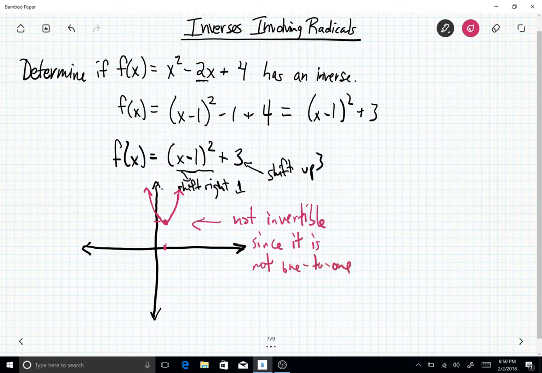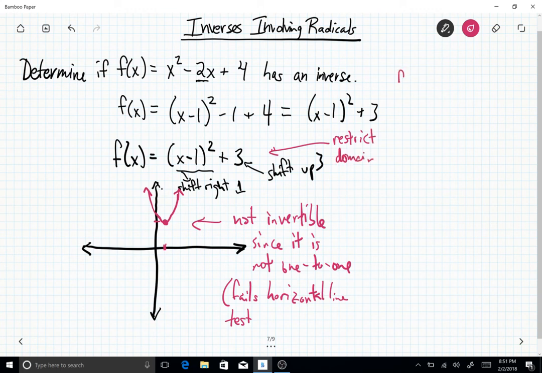Now, why is it not one-to-one? It fails the vertical line test if it's a function, and the horizontal line test if it's one-to-one. So how do we fix that so we can find inverses? What we do is we restrict the domain. So what I'm going to do is create a new function, and so we can make it invertible. We'll call it f sub 1 of x. And what we'll do is we'll have the same function, but now we're going to make it one-to-one. And how do we do that?